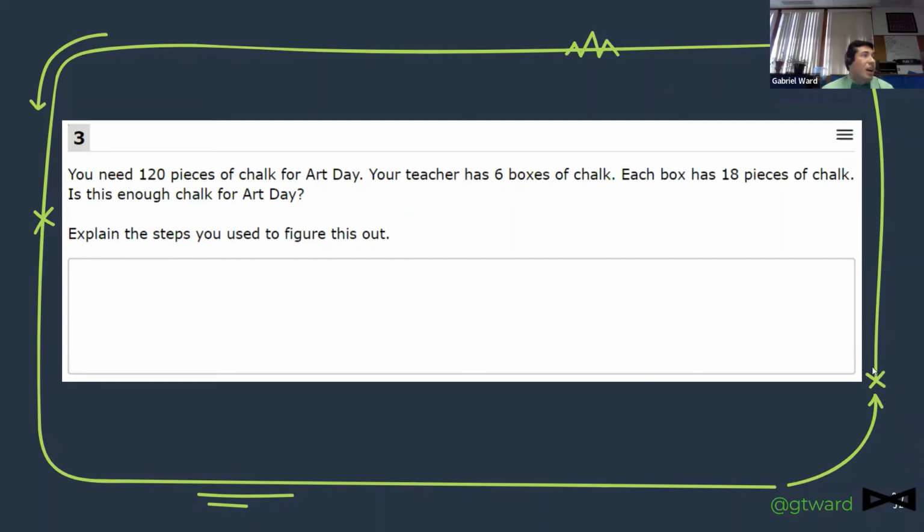So the problem is: you need 120 pieces of chalk for art day. Your teacher has 6 boxes of chalk. Each box has 18 pieces of chalk. Is this enough chalk for art day? So a lot of information coming their way. And then it says, explain the steps you use to figure this out. So that's all of what is given to the student. Let's look at what one student answered. So I show this to my students.